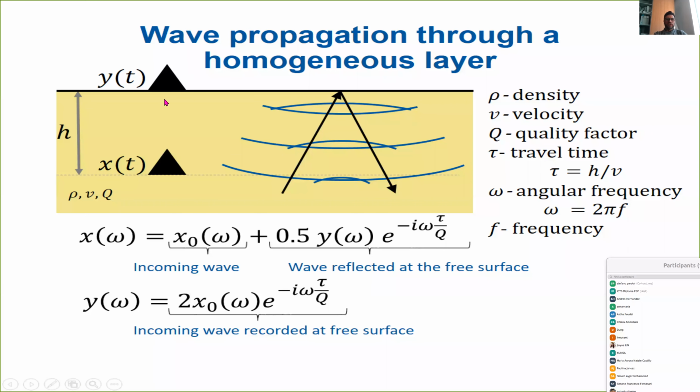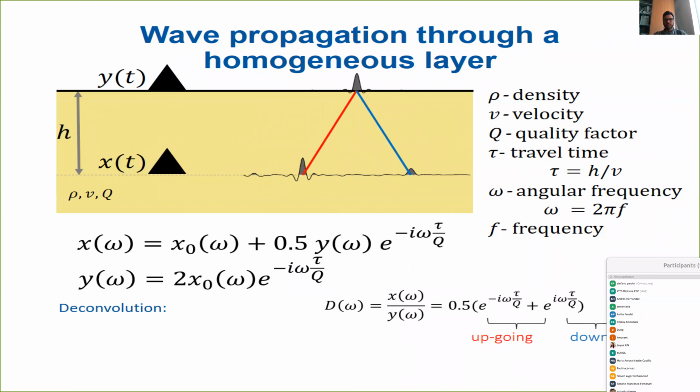And what I'm recording at the surface is simply the incoming wave field that is propagating to the top, with doubled amplitude for the free surface effect, and it is delayed with respect to the incoming wave field here by the amount of time tau, and therefore shifted, as a frequency, by a phase that will depend on omega tau. So we can describe this very simply in a homogeneous medium.